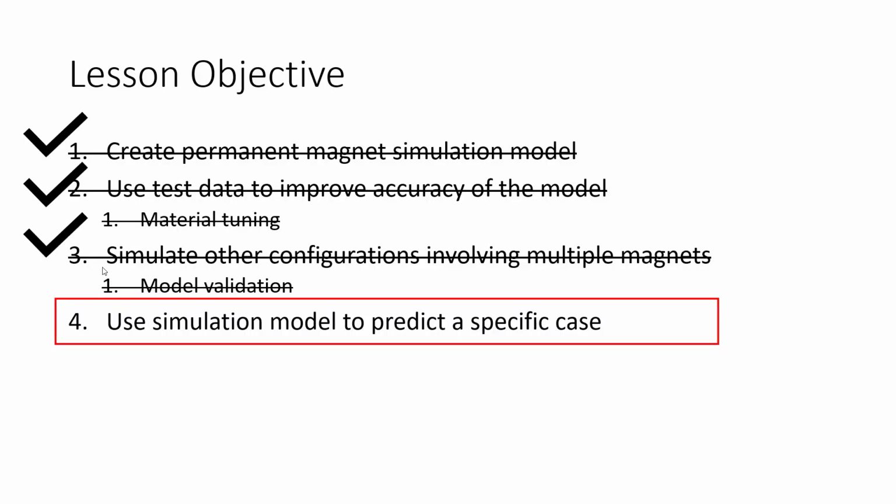So with task 3 completed, we have a model validation to our liking. We're ready to start using the tool to help make predictions about how to design our project, and that's what we mean by predicting some of the specific cases.